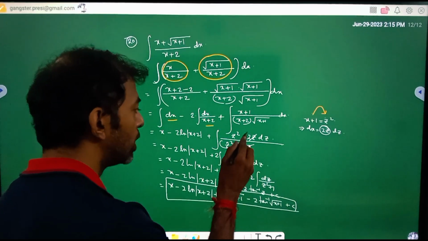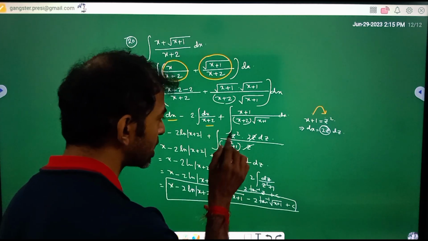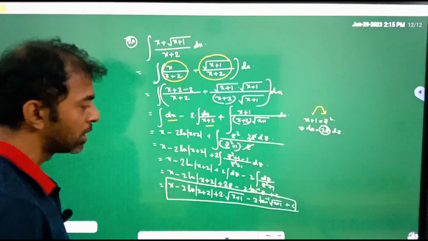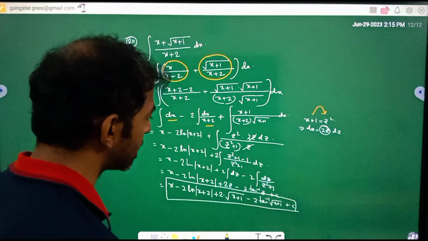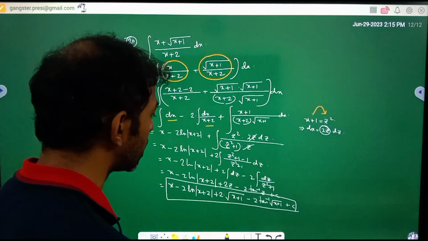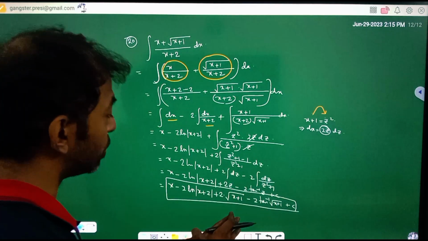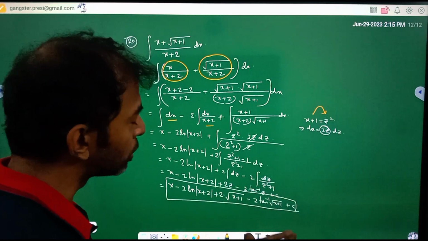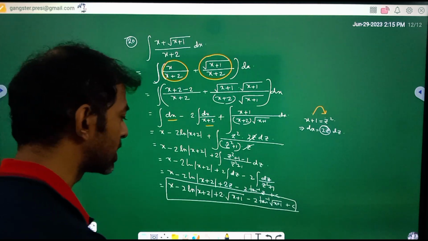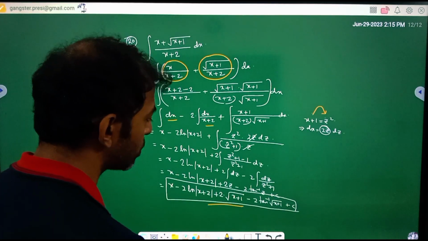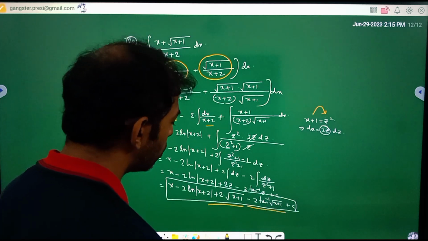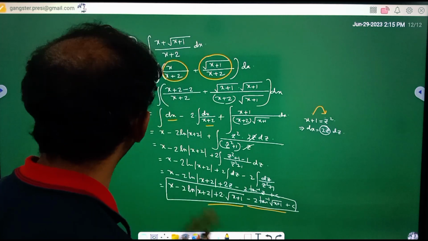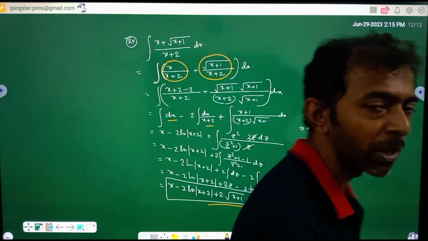After that step, 2 is outside, and integration z square can be adjusted by z square plus 1 minus 1 by z square plus 1. So the total part will be 2 integration dz minus 2 integration dz by z square plus 1. Now 2 integration dz will be 2z, and 2 dz by z square plus 1 will be 2 by 1 actually, into tan inverse z by a, that is 2 tan inverse z plus c. Now z is equal to root under x plus 1, so the value here is also 2 into tan inverse root under x plus 1. That's some basic problems on the method of substitution.